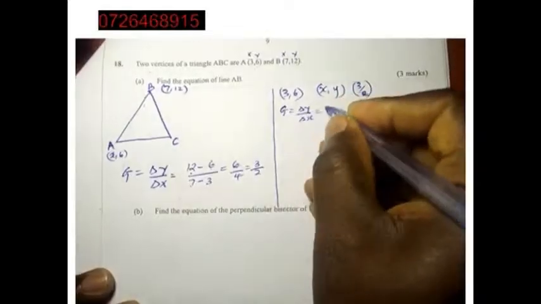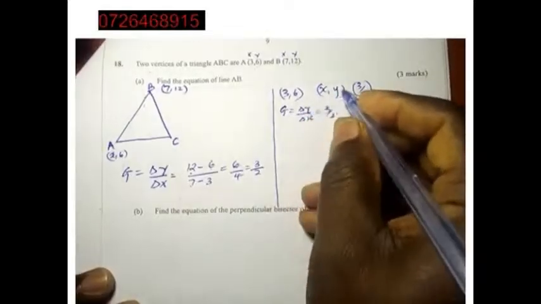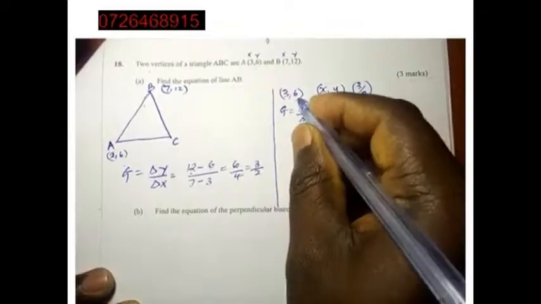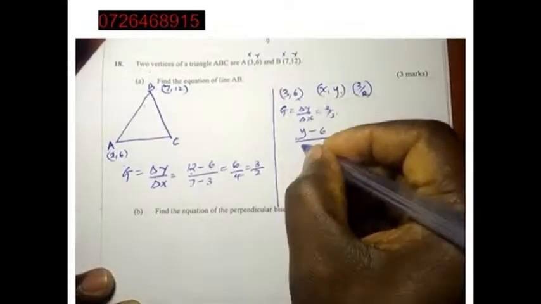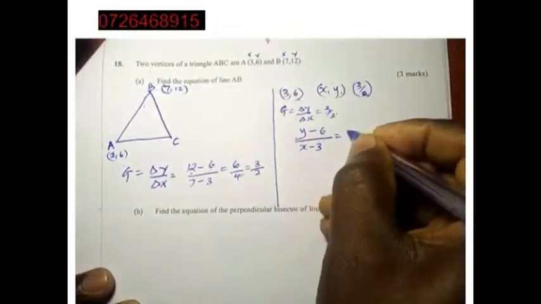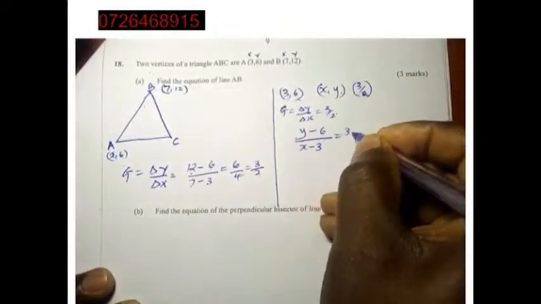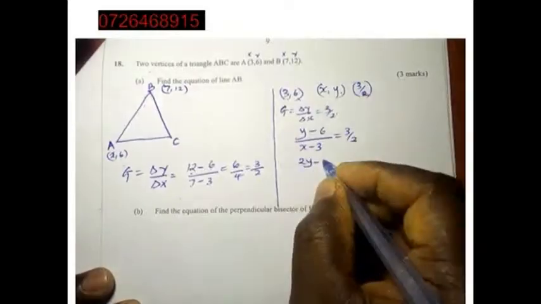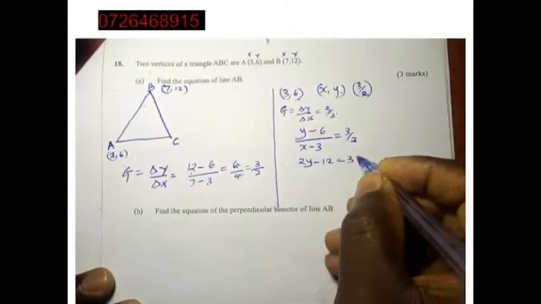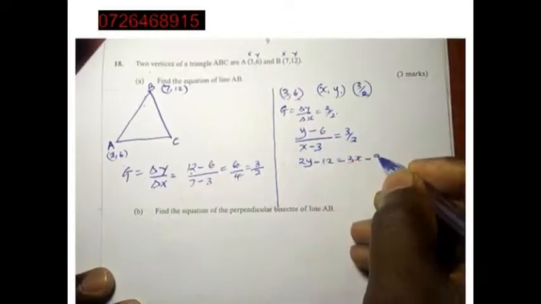But the gradient tumepata ni 3 over 2. So tunasema change in y ni y minus 6 divided by x minus 3. And the answer is 3 over 2. Tuna cross multiply, itakuwa 2y minus 12 is equal to 3x. E times e minus e times e itakuwa minus 9.